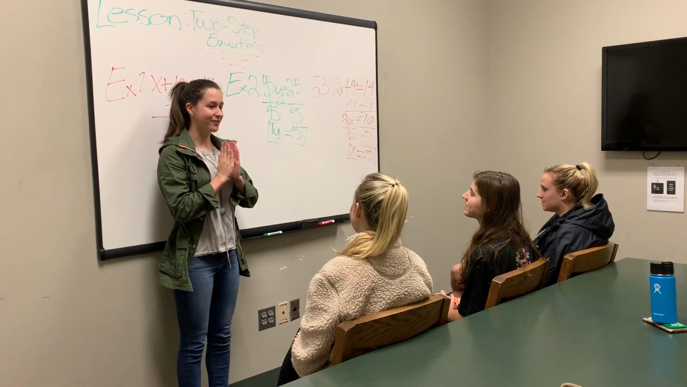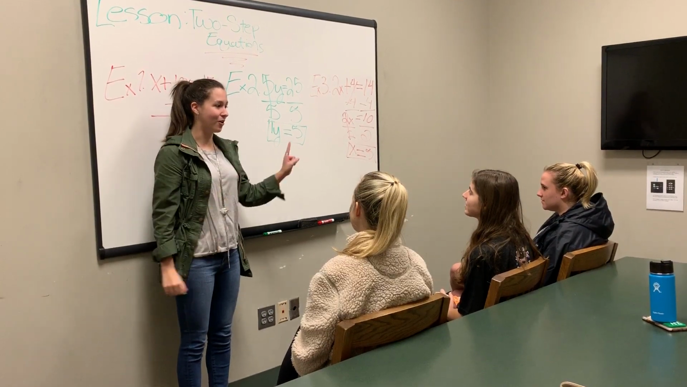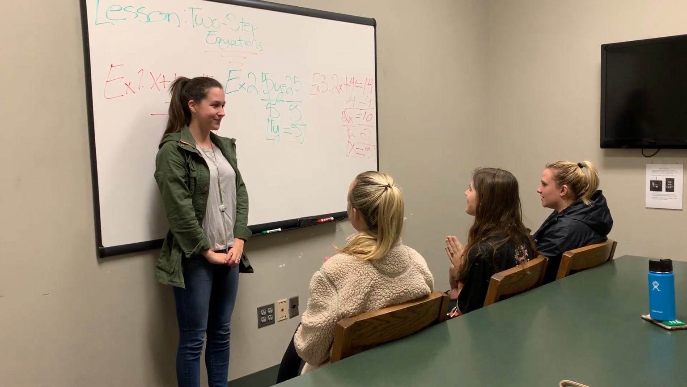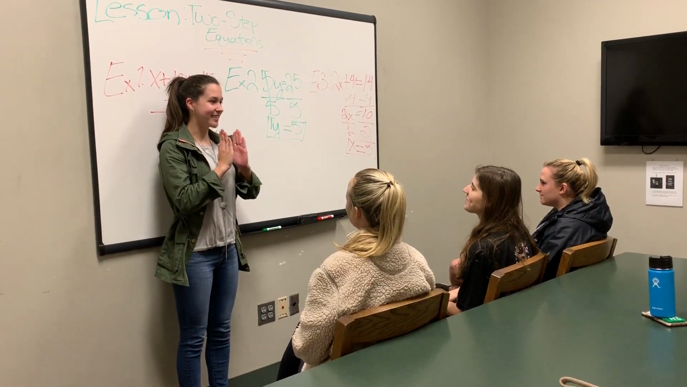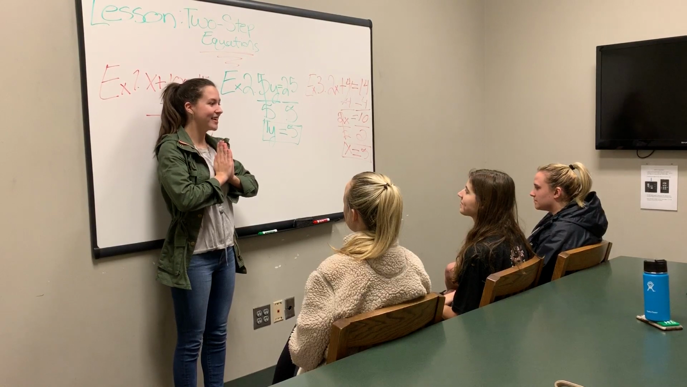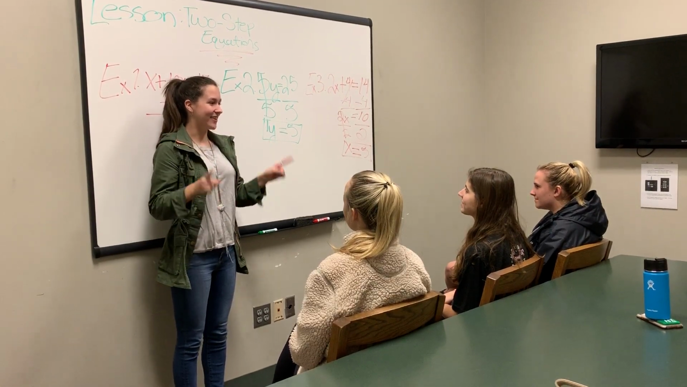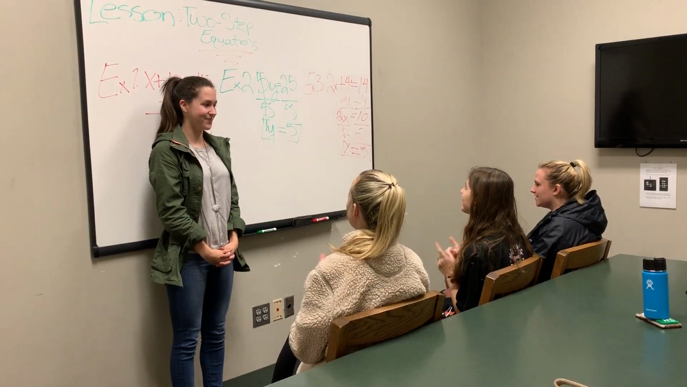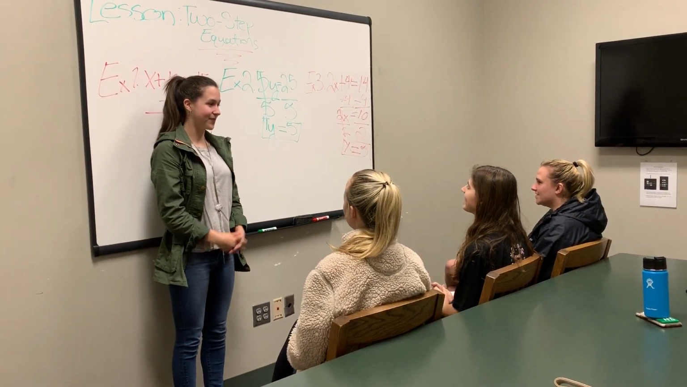1, 2, 3, 4, 5. Get that variable on one side. 6, 7, 8, 9, 10. This is how you always begin.